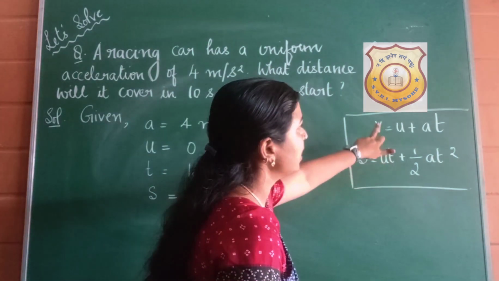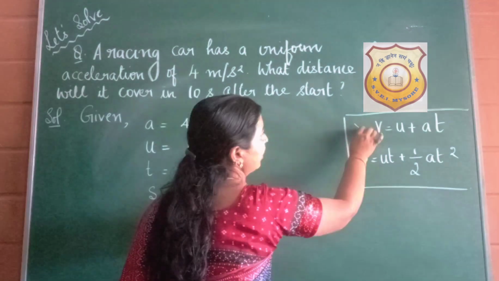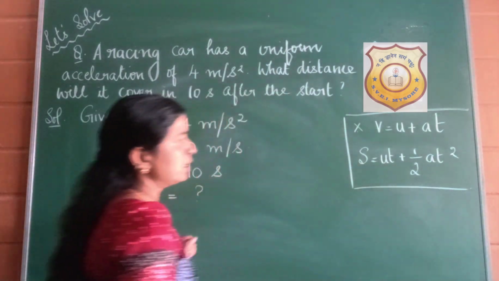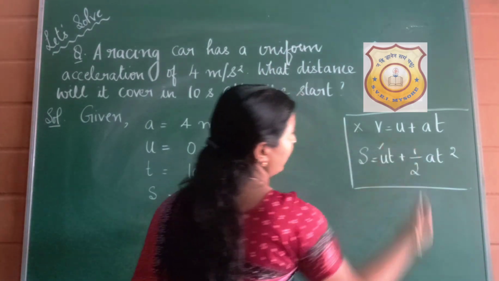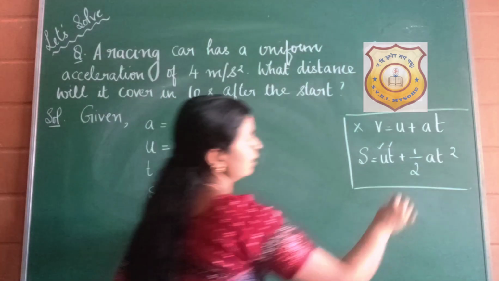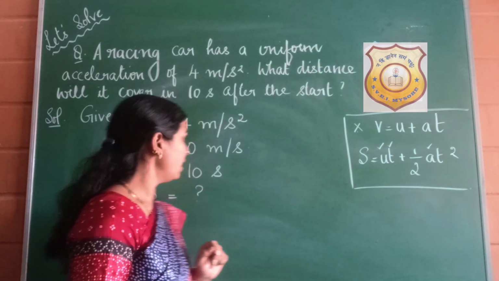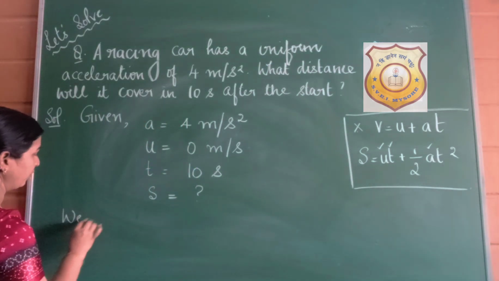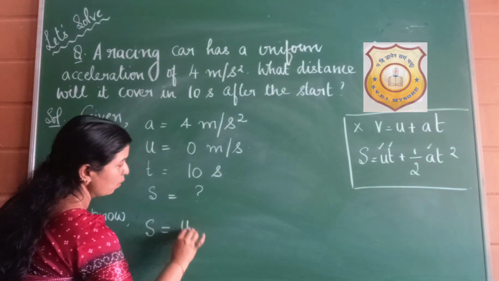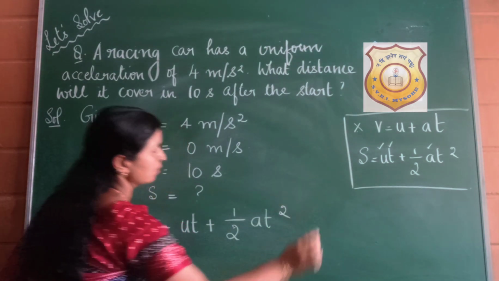Now check these equations. V is not given, so we will not be able to make use of the first equation. Now the second equation, if you see, U is given, yes. T is given, yes. A is given, yes. So we have to find S and all the other quantities are given. So we know S equal to UT plus half AT square.